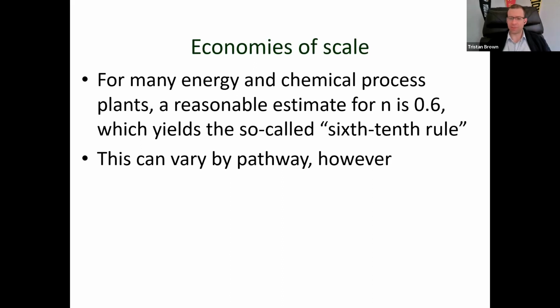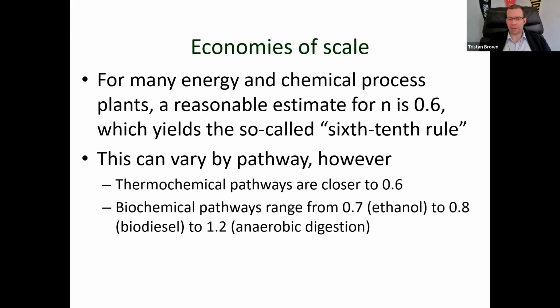Again, this varies by pathway. Thermochemical pathways are closer to 0.6. Biochemical pathways range from 0.7 to 0.8. Some estimates show that something like an anaerobic digester can ultimately get up to 1.2.